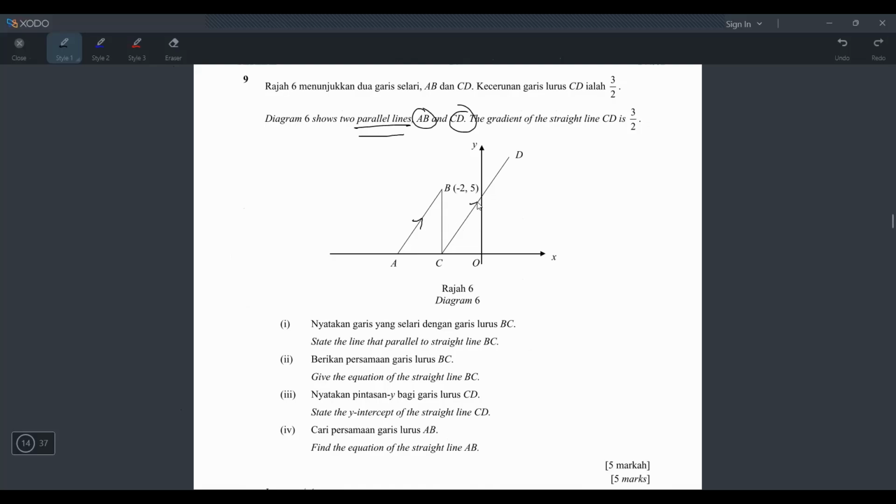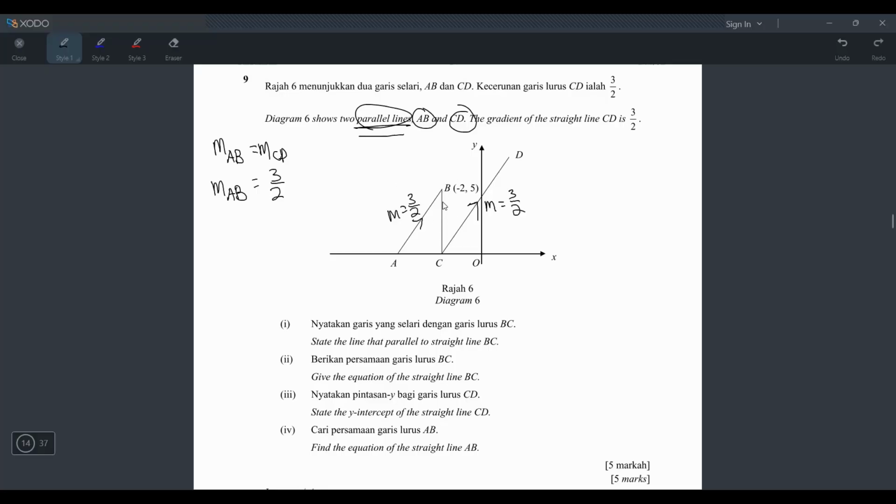I can use this arrow symbol, right? And this arrow symbol means what? It means the AB gradient and the CD gradient are the same. Parallel means gradient same. And then they say the gradient of CD is 3/2. If the gradient of CD is 3/2, then the AB gradient is also 3/2. It means the m here is 3/2. The m is gradient. And then the AB gradient is also 3/2.